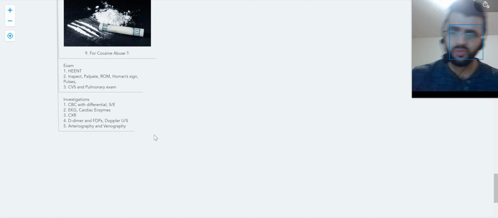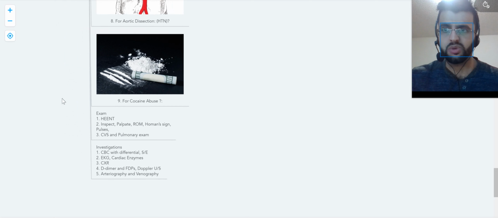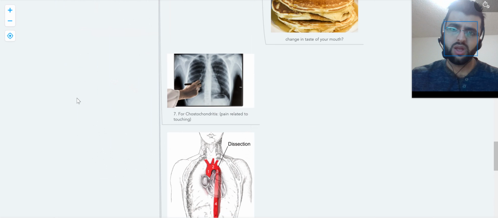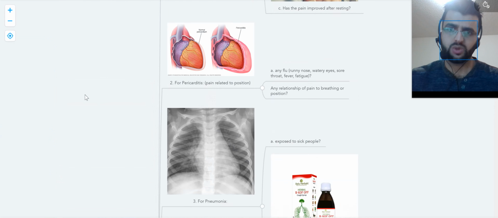This is more. Arteriography, venography, we can do that too. It's also for PE, DVT. So this is the chest pain. Okay.